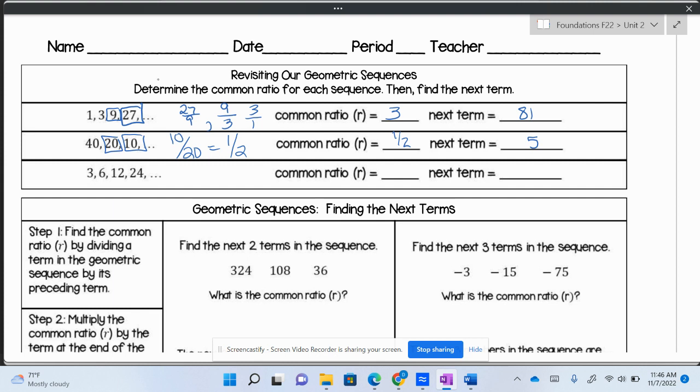To find the common ratio, again, I'm going to take my last term, 24, and divide it by the term before that. Well, 24 divided by 12 is 2. So my common ratio is 2, and 24 times 2 is? Yes, sir. Thank you. Are you guys understanding how to find this? Kind of? Okay.